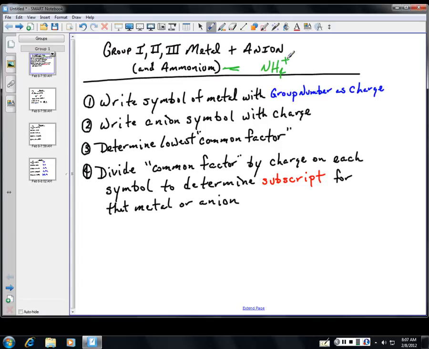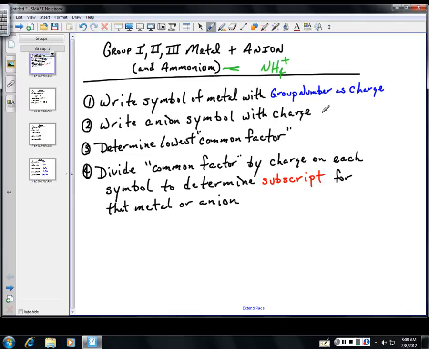So we're going to do it the same way as we would do naming a compound, or writing a formula for a compound with a group 1 metal name in it. Okay? So in these cases, when we look at the name, we'll look at the first element, find out that it's a group 1 metal, and know that what's attached to it is an anion. So here is my suggestion for 4 quick steps to do that. First thing is write the symbol of the metal and use the group number as the charge on the metal.